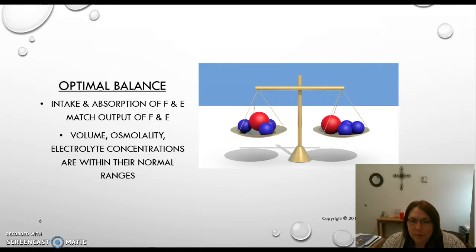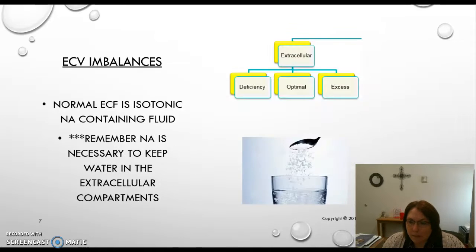Also with optimal balance, we have volume and osmolality, electrolyte concentrations, and all these things need to be within normal limits. As we get into the class portion of it, we'll talk about the different levels and the lab values that you need to know and put in your memory bank. With extracellular volume imbalances, normal extracellular fluid is isotonic, which means it's a sodium-containing fluid, and it's what keeps things in balance.